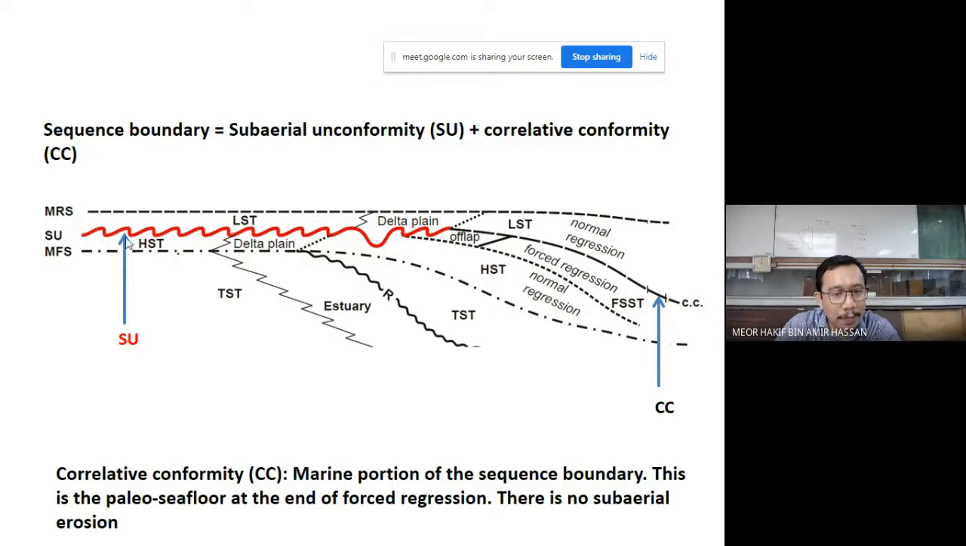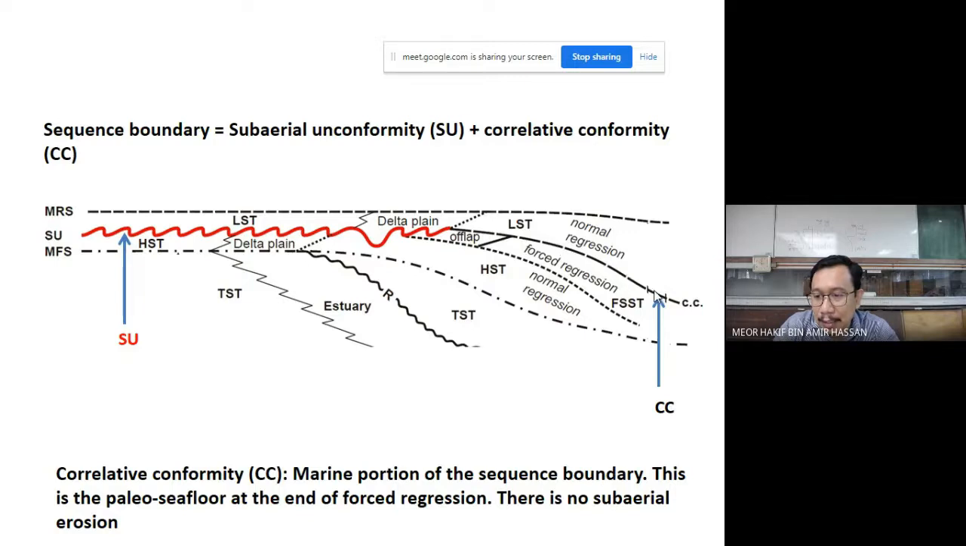So on land, it is an unconformity. But let's say this is your shoreline. Kat sini sempadan di antara darat dengan laut. This is your pesisir pantai, shoreline. So what happens to the unconformity when you go underwater? It becomes a conformable surface. It's no longer an erosional subaerial erosion surface anymore. Bukan disebabkan oleh hakisan di bawah di atas permukaan bumi. So it's more of a straight line being drawn here.